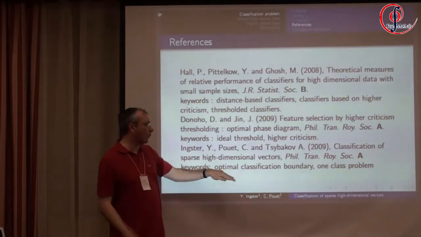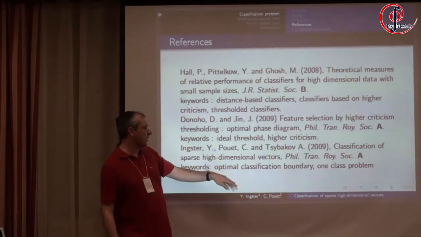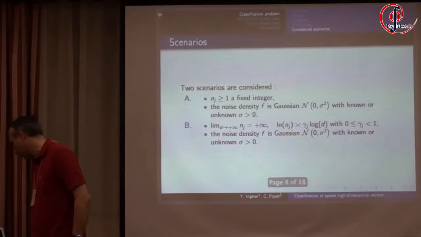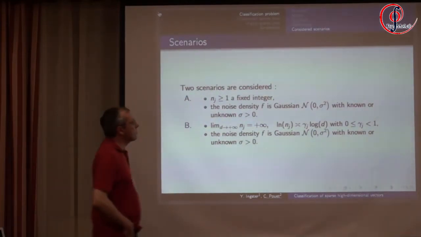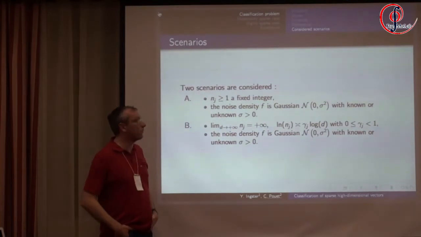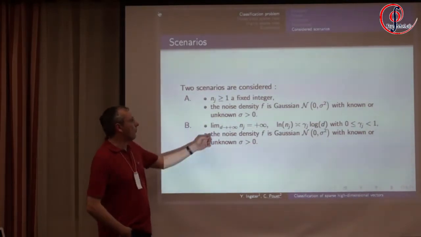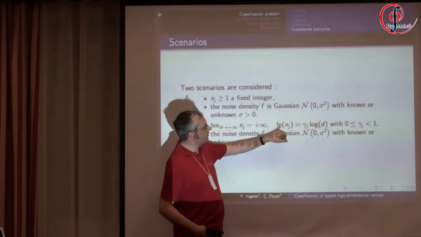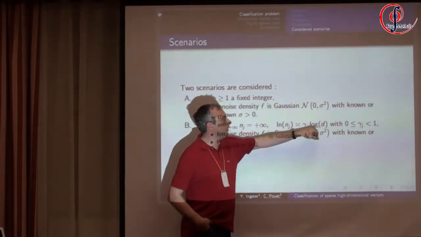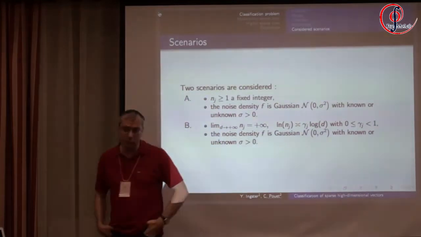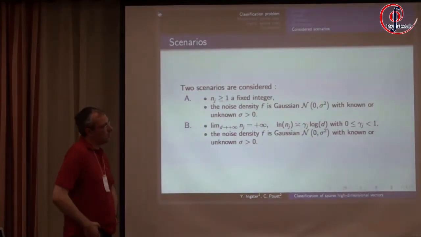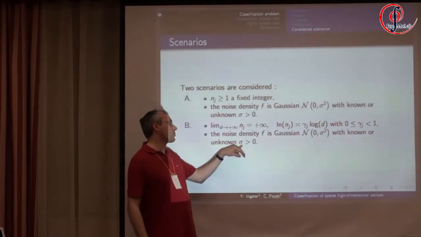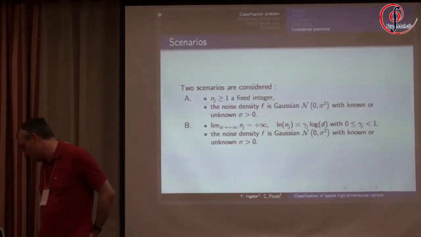What we are doing here with Yuri Ingster, and we did previously with Sasha, is we are going to find the optimal classification boundary. This is what I am really interested in. We will consider, in fact, two scenarios. One with a fixed number of observations in each sample, and one when the number of observations in each sample can go to infinity, which means roughly that log of n_j will be of order gamma_j log d. Gamma_j can be equal to 0, in fact. That is to say, n_j can go to infinity, but not as fast as d with some power. We can also have an unknown variance, and we can estimate it, in fact, with the samples.